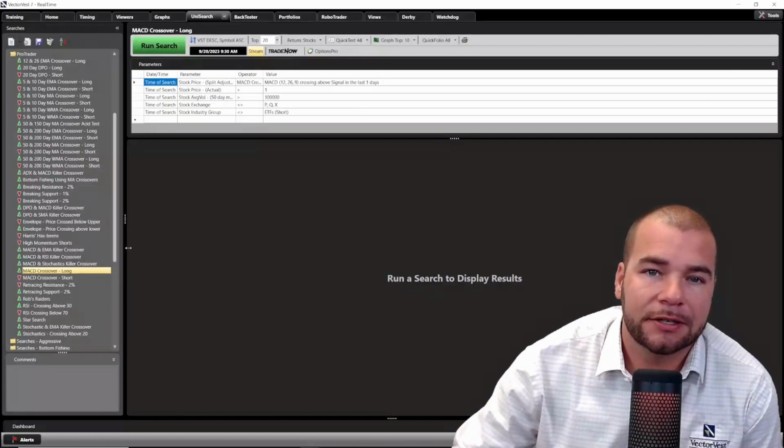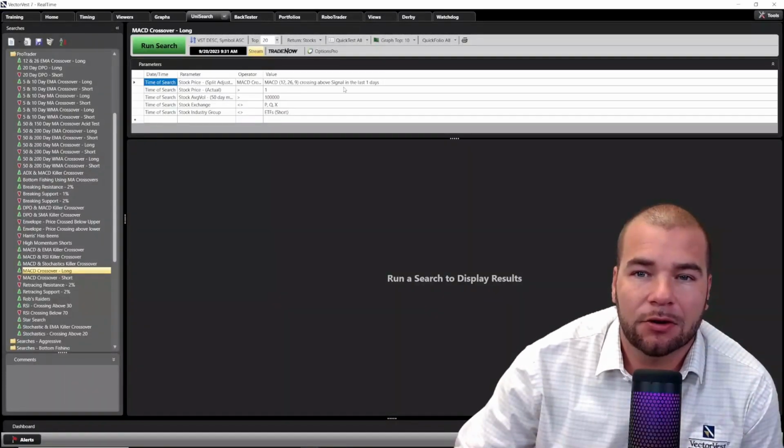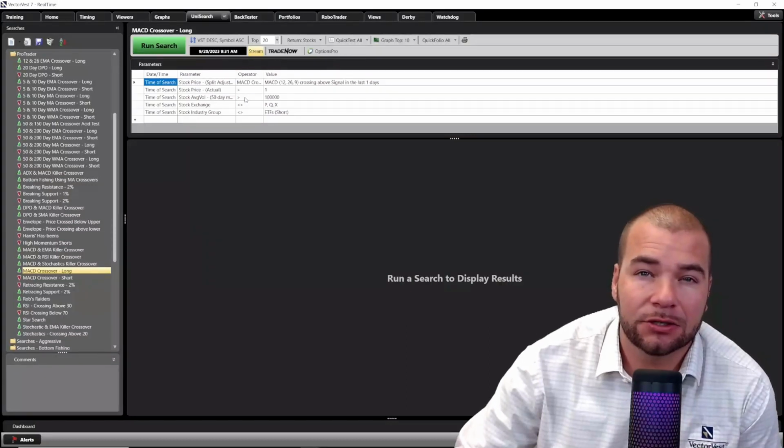Now, the next search I wanted to show you is MACD crossover long. So this is going to find stocks with a recent MACD crossover in the last 1 day. It also has some price criteria and volume criteria that you may find suitable. Like I said before, you can adjust this and customize it to your liking.